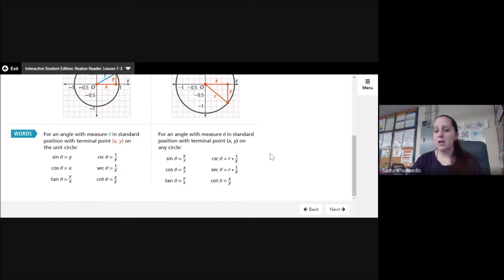For any angle with measure theta in standard position with terminal point x, comma, y on any circle, I have the sine of theta equals y over r, where r is the hypotenuse. Cosine of theta equals x over r. Tangent of theta equals y over x. Cosecant of theta equals r times 1 over y. Secant theta equals r times 1 over x. And cotangent theta equals x over y. And that is the end of Unit 7, Lesson 3.